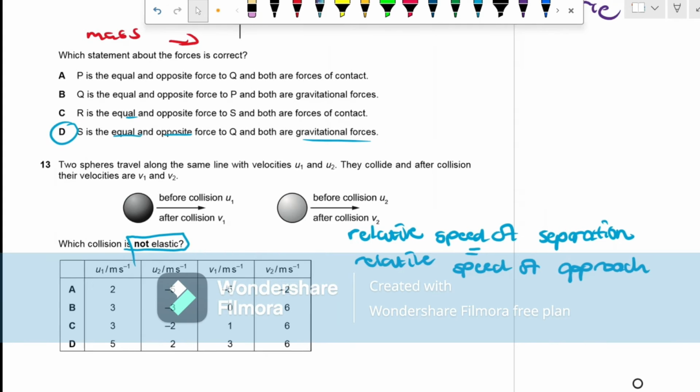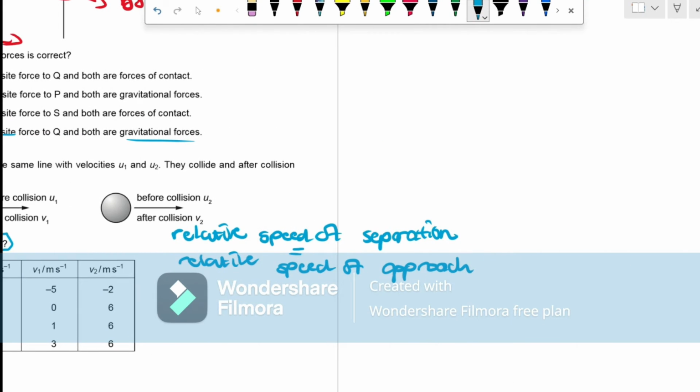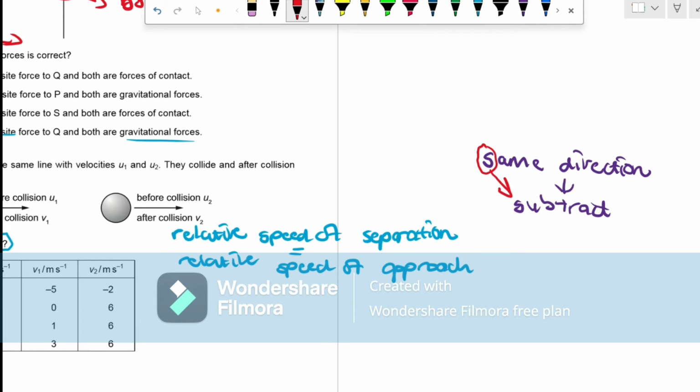Here's my trick. I've been using this for a long period of time. It's always given me results. If objects move in the same direction, to find the relative speed, you always subtract. Lock in. If objects move in the same direction, you always subtract. Same direction, subtract. I hope that makes sense. But why is this so?